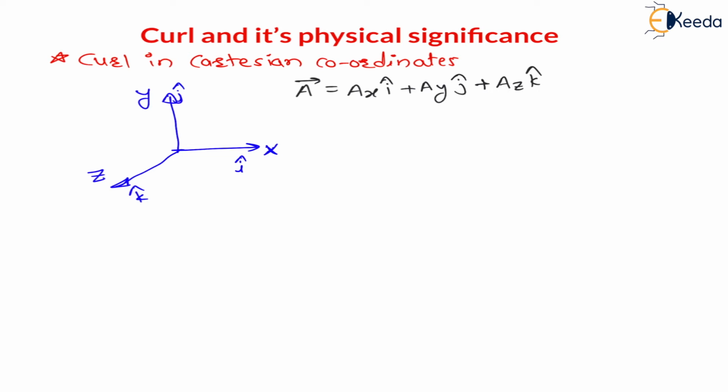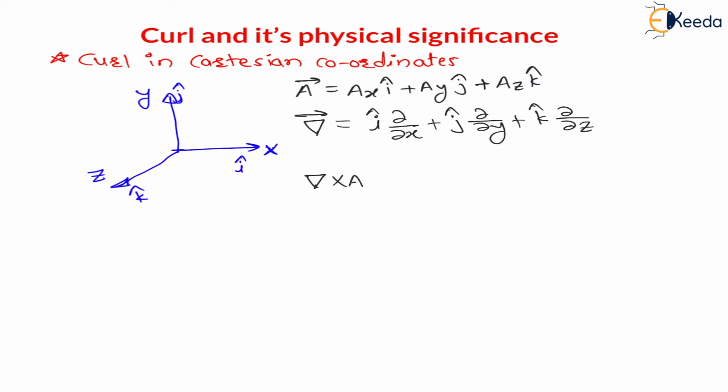And my dear students, here let us say the del operator, which is a vector operator, is nothing but i cap dou x plus j cap dou y plus k cap dou z, right? This we have already seen, this del operator. And curl is nothing but del cross A, right? Del operator cross A. And my dear students, in mathematics this cross product is written in the form of a determinant of a matrix. Now we will write this matrix like this, the determinant of this 3 by 3 matrix.